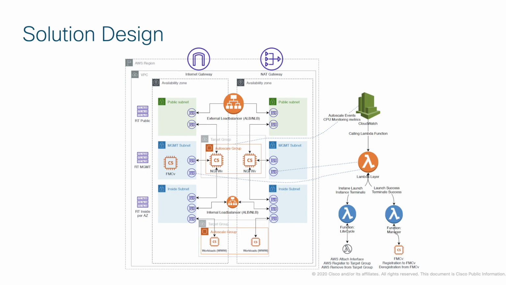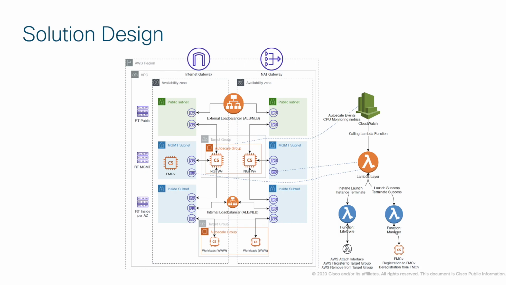In the solution design, you can see our security VPC where we will have most of the elements deployed. The solution consists of an external load balancer, which could be an application or network load balancer pointing to a target group, which is an autoscale group of our firewalls. For the autoscaling logic, we have used some cloud native and serverless elements, which are called AWS CloudWatch and AWS Lambda. AWS CloudWatch is used for logging and monitoring the instance health and utilization.